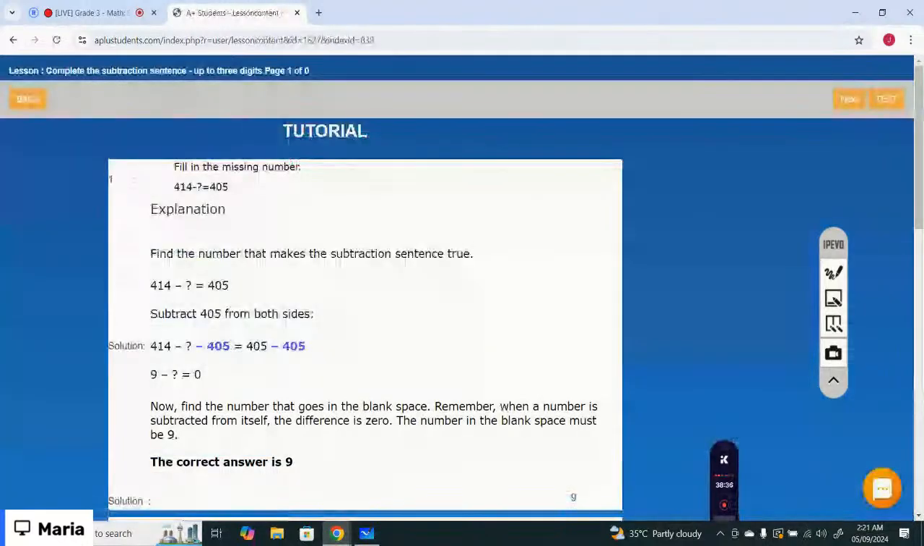Okay, fill in the missing number. You are given 414 take away missing number equals 405. You need to find the missing number, right?